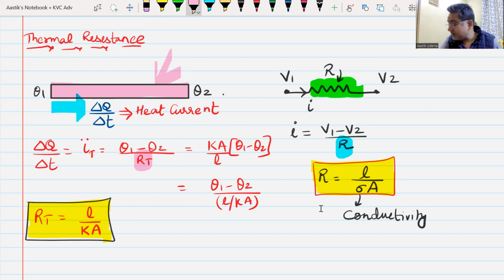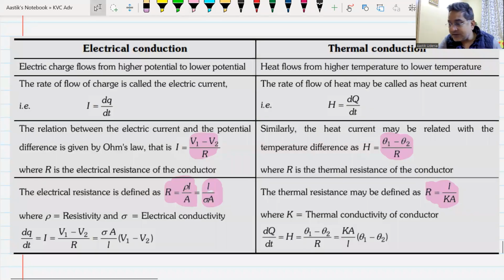We had also seen a comparison between the two, electrical conduction and thermal conduction. Both of them are exactly the same things, whether you take them as electrical conduction or thermal conduction. Do we understand this? Yes or no? Understood, sir. Everyone understands this? Yes, sir.